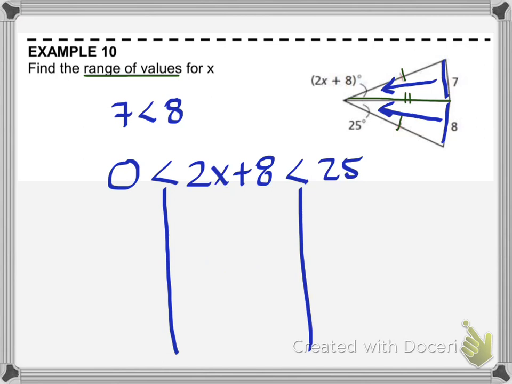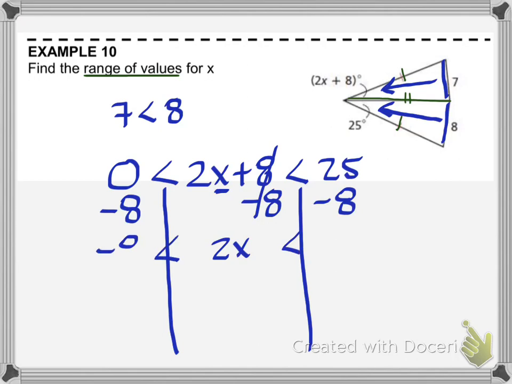Okay? So the first thing I would do, if I wanted to isolate the x, is get rid of that 8. I'm going to get rid of that 8 by subtracting it. But I also have to subtract it from the other two sides as well to keep our compound inequality balanced. This goes away. I'm left with 2x in the middle. I'm going to bring down my less than symbols. On the left, 0 minus 8 is negative 8. On the right, 25 minus 8 is 17.